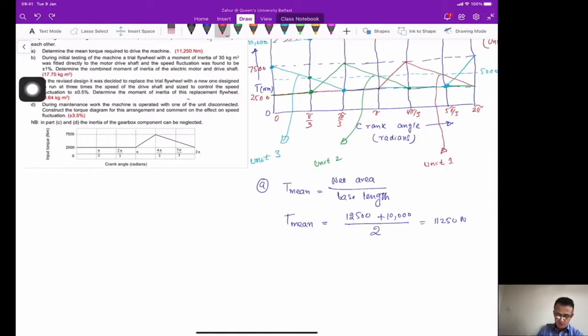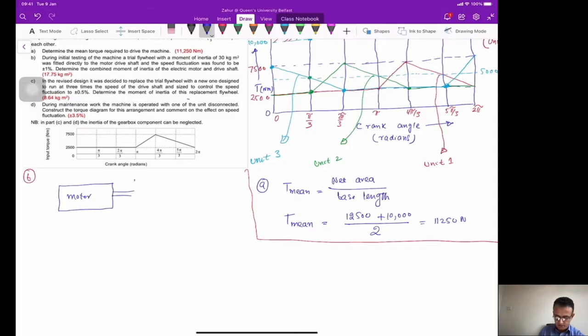Okay, so in part B, what you need to find out is that the system, if you want to draw the system here, you have the electric motor here, which is, you can say, our motor, and then you have the flywheel, which is attached directly to this drive shaft of the motor. So this is our flywheel. And then here you have our machine, the textile machine.